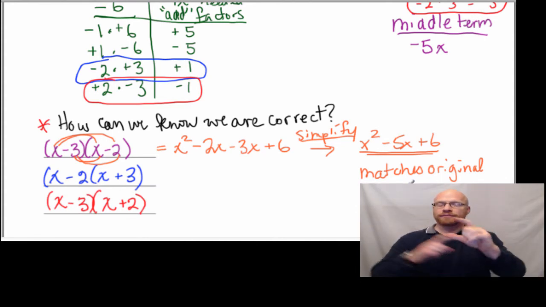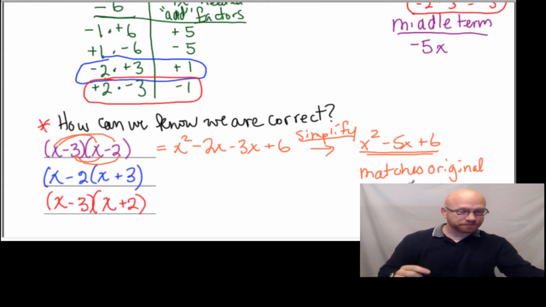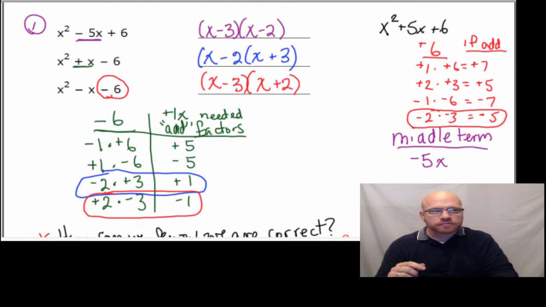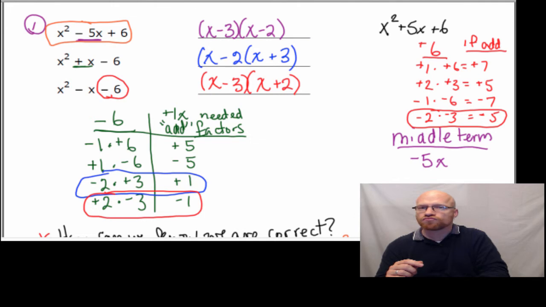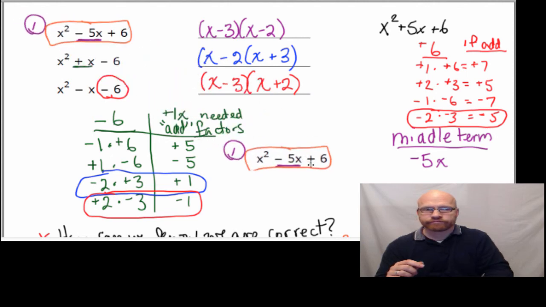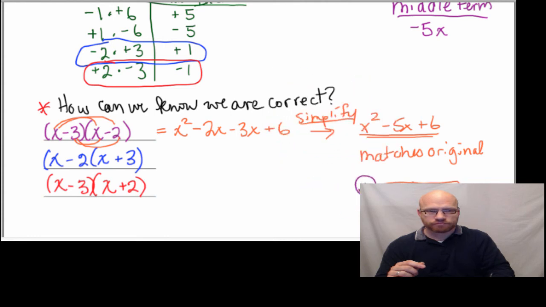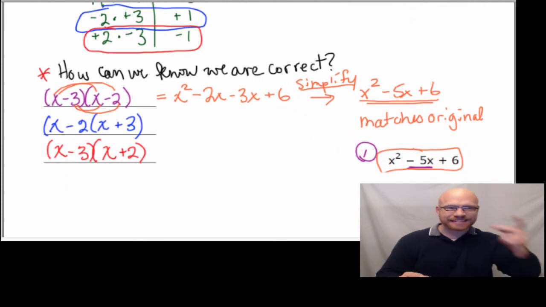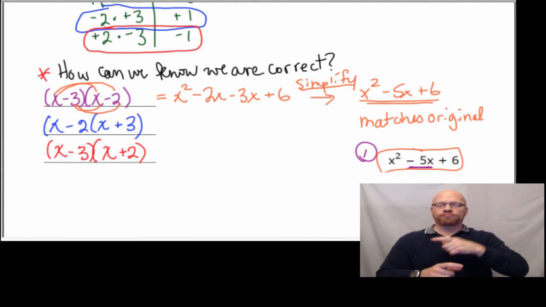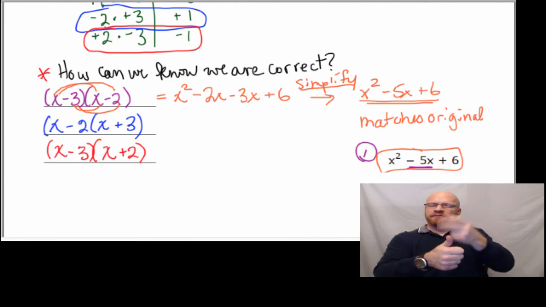So now we can see how we'll check it. We'll multiply our binomials together again, and we'll go back to our original example. So you can see our two are the same. Therefore, my first example is correct. Check the next two yourselves.